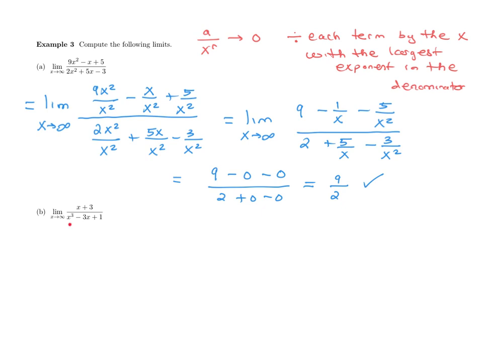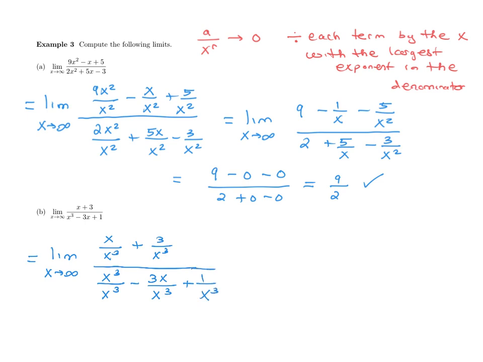Now let's try that here, where we have x plus 3 divided by x cubed minus 3x plus 1. And I'm still going to use this fact. That is, I'm going to divide each term by the x with the largest exponent in the denominator, which is x cubed. This is the limit as x approaches infinity of x over x cubed plus 3 over x cubed divided by x cubed over x cubed minus 3x over x cubed plus 1 over x cubed.